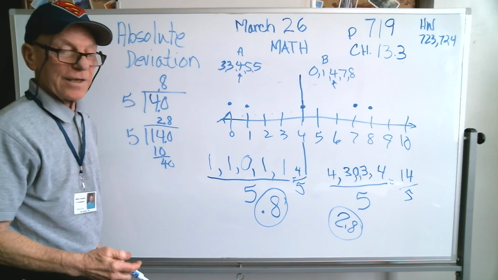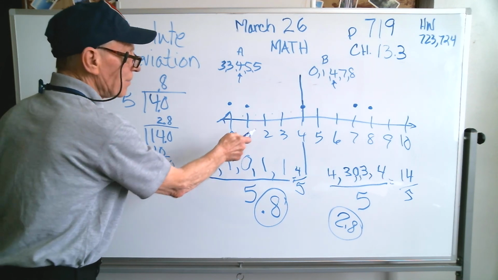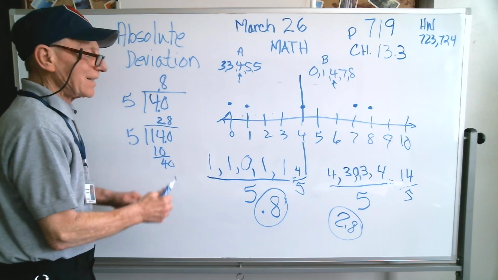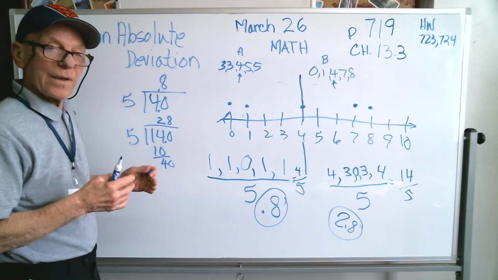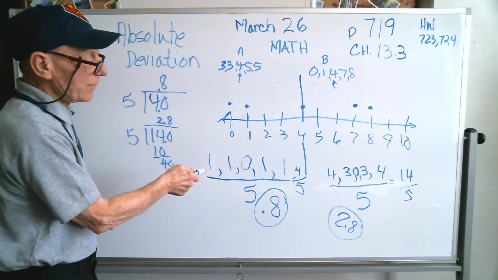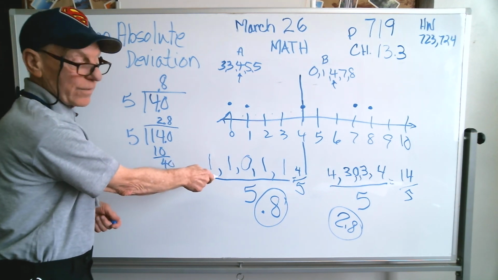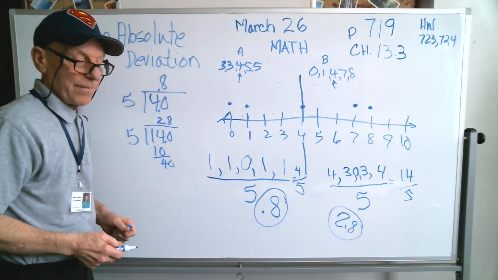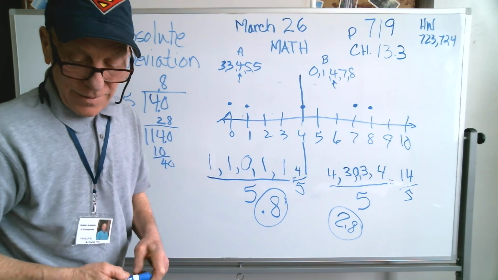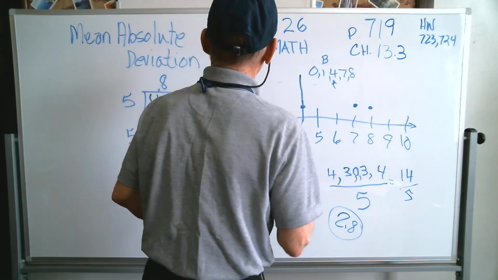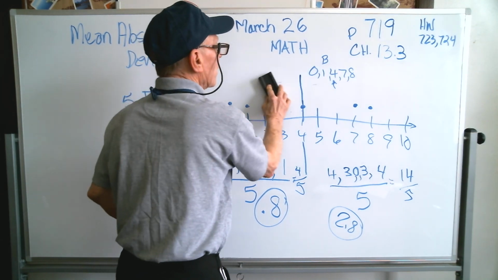So you can see, regardless of the fact that both of them had a mean of 4, the distance in that set of data is much different, much smaller for group A than it is for group B. Does that make any sense? A lot of stuff to digest there. We'll look at one more problem.